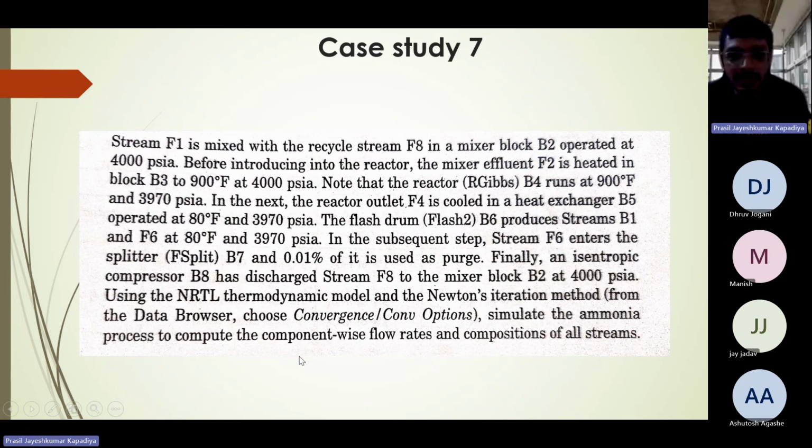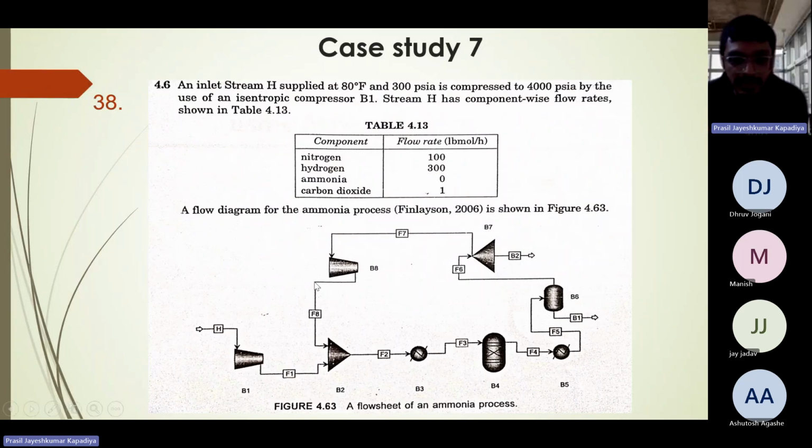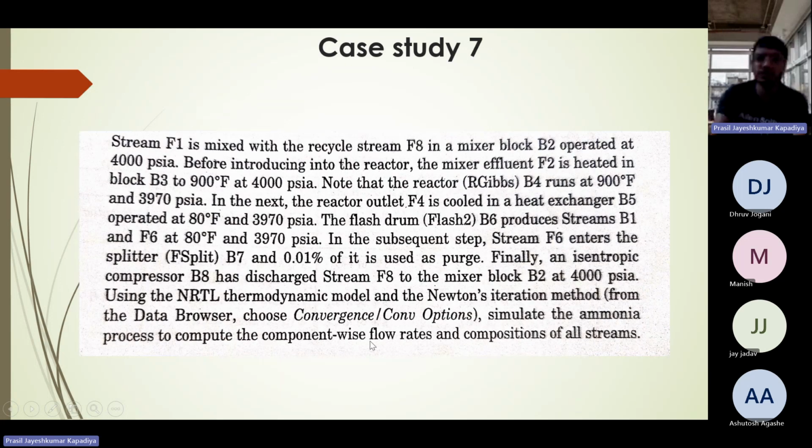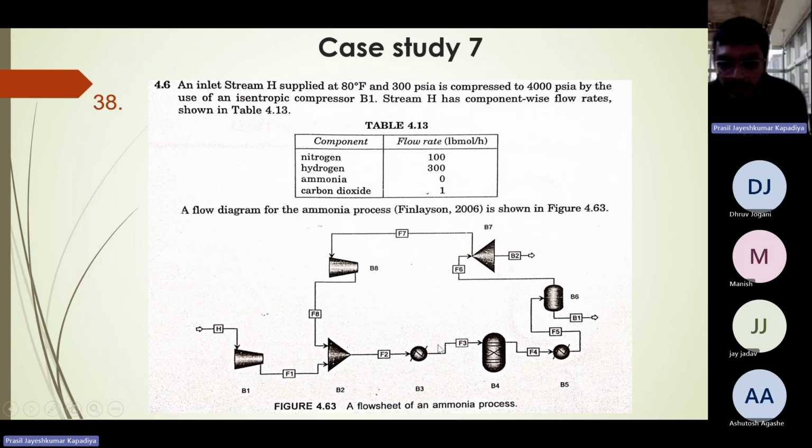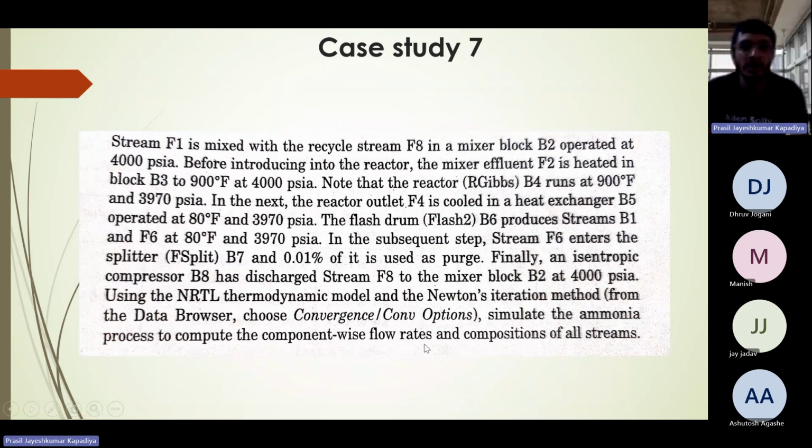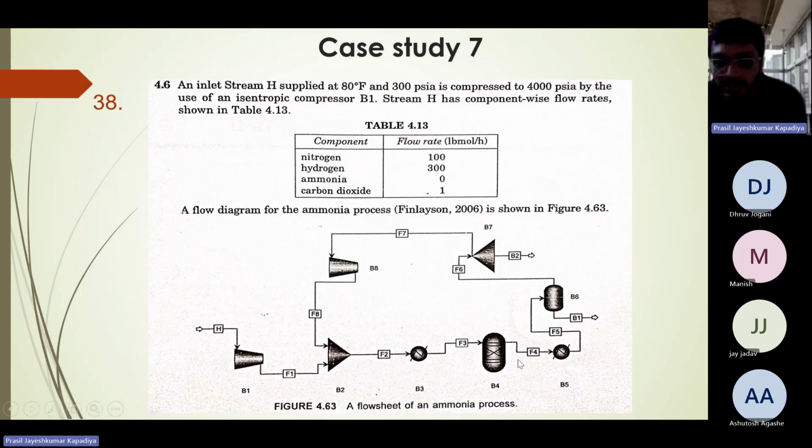Stream F1 is mixed with the recycled stream F8 in a mixer block B2 operated at 4000 psia. So this stream F1 is mixed with this recycled stream F8. This mixture is operated at 4000 psi. Before introducing into the reactor, the mixture effluent F2 is heated in block B3 to 900 Fahrenheit at 4000 psi. So here we are increasing our temperature to 900 Fahrenheit. Note that the reactor RGibbs runs at 900 Fahrenheit and 3970 psia.